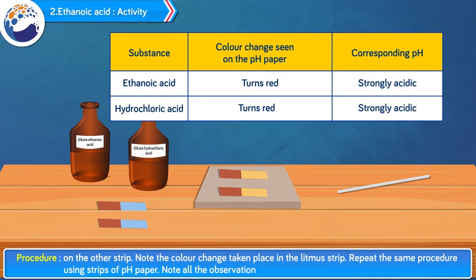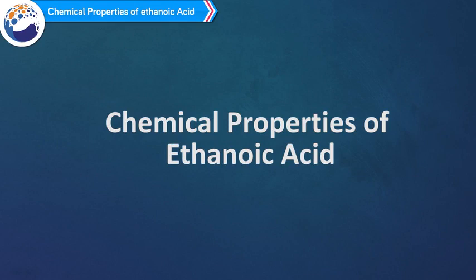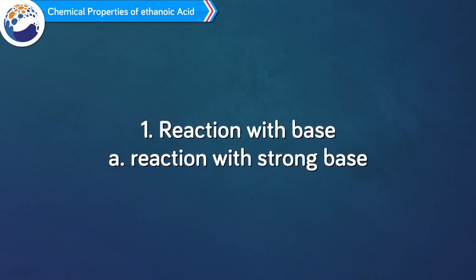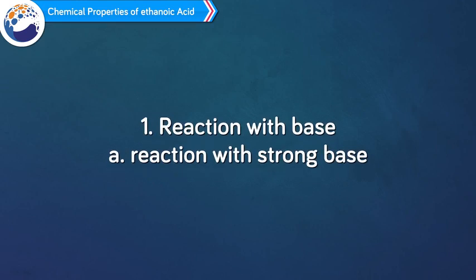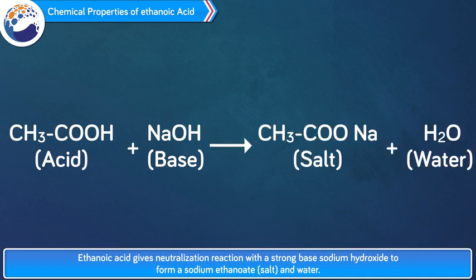Corresponding pH: strongly acidic. Chemical properties of ethanoic acid. Ethanoic acid contains carboxylic acid as its functional group, which is responsible for the chemical reaction. 1. Reaction with base. A. Reaction with strong base. Ethanoic acid gives a neutralization reaction with a strong base, sodium hydroxide, to form sodium ethanoate, salt and water.